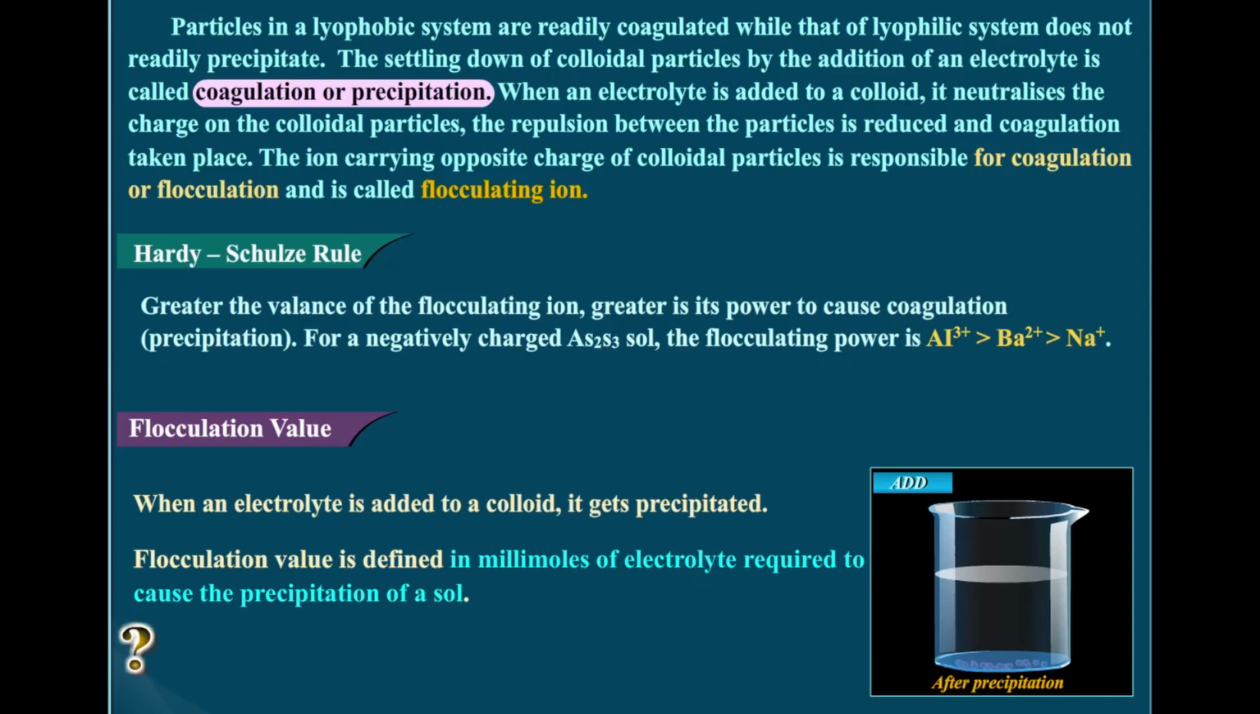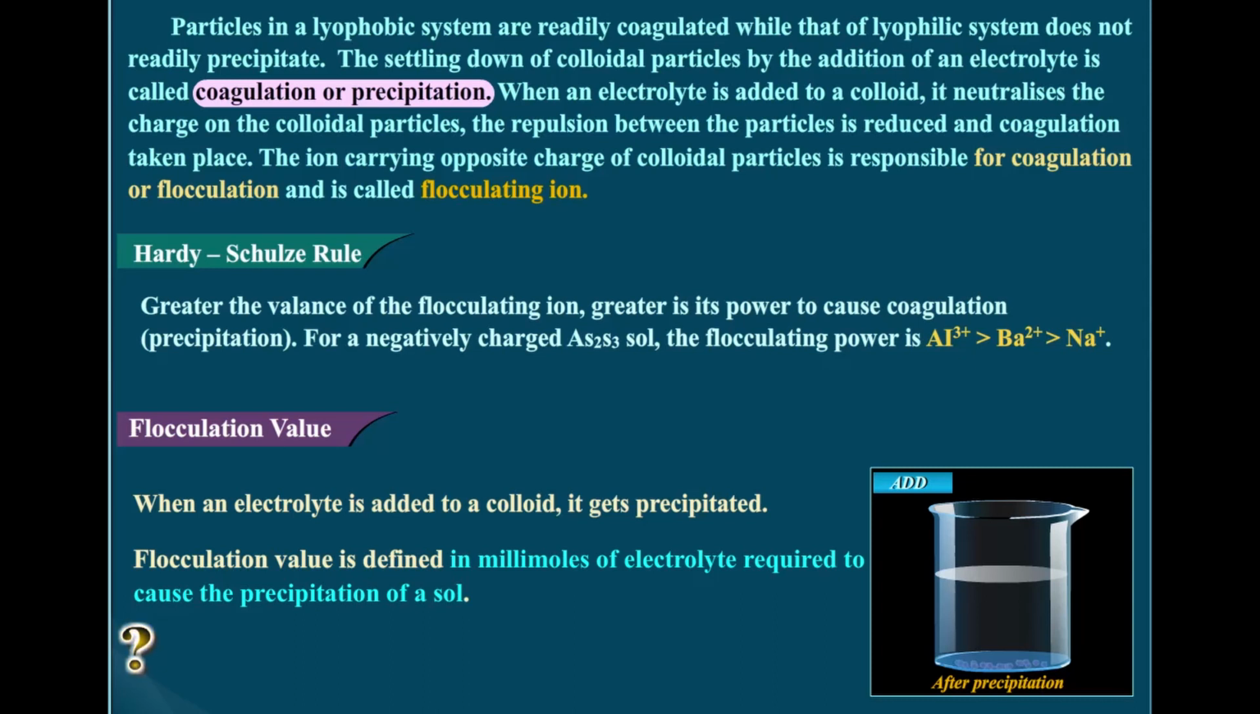The smaller the quantity needed, the higher will be the coagulating power of an ion. Repeating it once again, the minimum concentration of an electrolyte in millimoles per liter required to cause precipitation of a sol in 2 hours is called the coagulating value.